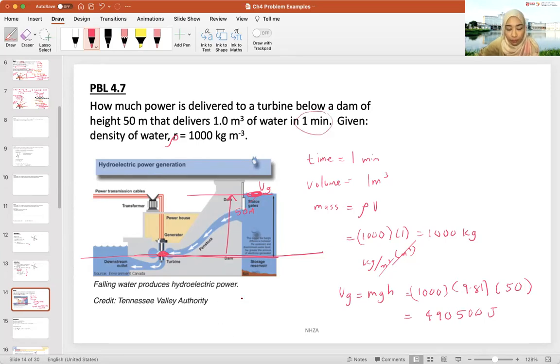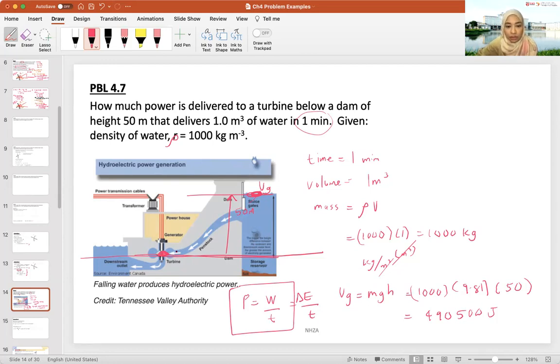So the equation for power is work over time. The equation for power is work over time ataupun energy over time. Okay, so this is the equation. I think everyone should know this. Kalau tak tahu, saya bagi tahu sekarang. Power is work over time ataupun energy, the change in energy over time. In this case, our work ataupun energy is 490,500.